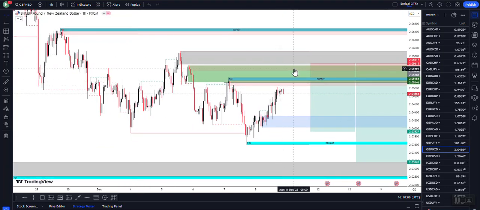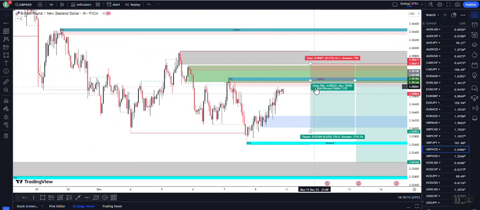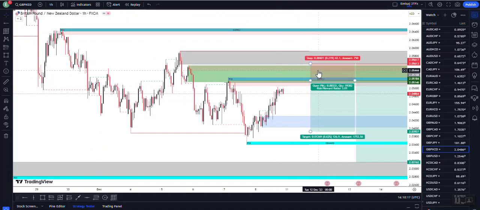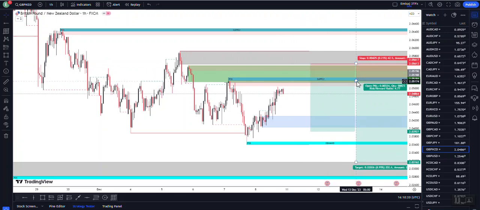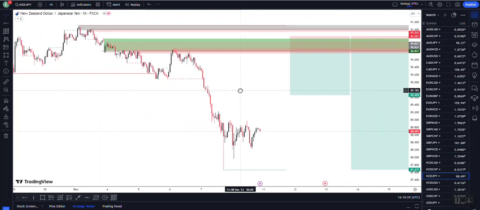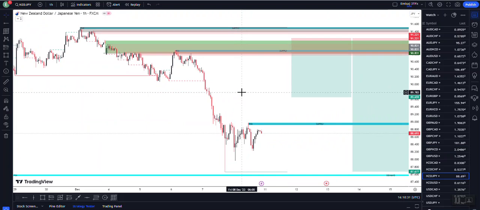Price is almost there, but I'm waiting for, I hope this will be a liquidity level. Price will come down a bit, come back, grab it into this zone, then I'll take my entry on GBP NZD. And finally I'm looking at NZD JPY for a sell. So all the pairs I'm watching out for this week are going to be for sells.